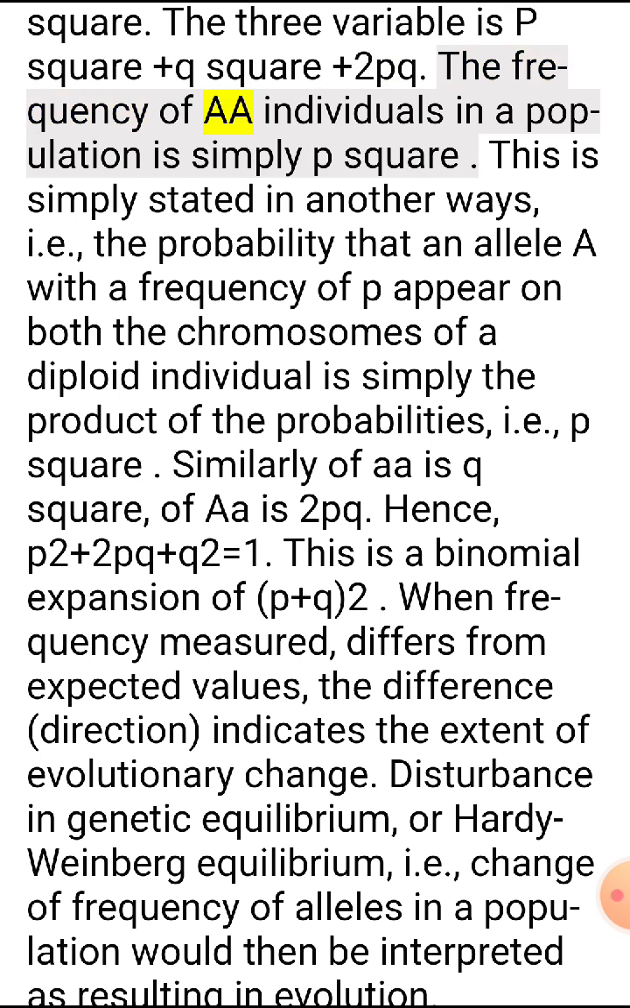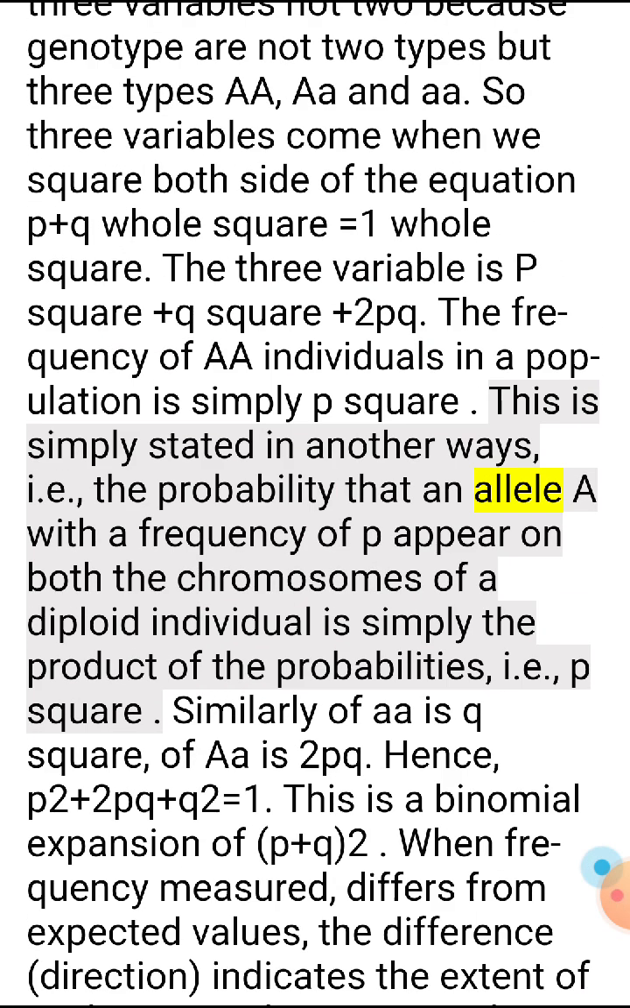The frequency of AA individuals in a population is simply p square. This can be stated in another way, that is, the probability that an allele with a frequency of p appears on both the chromosomes of a diploid individual is simply the product of the probabilities, that is, p square. Similarly, for aa it is q square, and for Aa it is 2pq. Hence, p square plus 2pq plus q square equals 1. This is a binomial expansion of (p plus q) square.